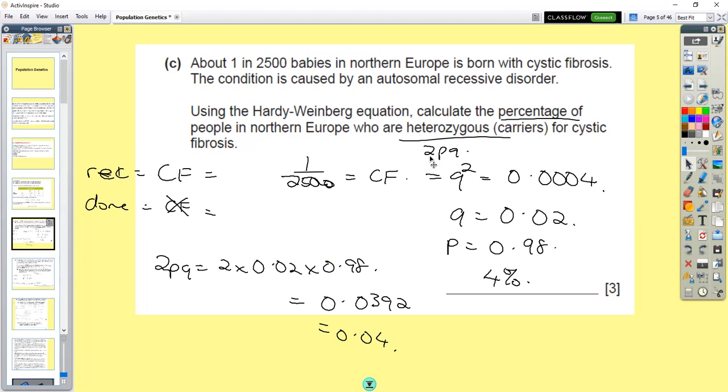So the heterozygous is the 2PQ. Okay, so the carriers for cystic fibrosis. So if we've worked out Q as 0.02, the square root of Q squared, that means that P is 1 take away Q, which is 0.98. Okay, then you multiply 2PQ because you've got 2 of those individuals in that cross. So 2 times 0.02 times 0.98 equals 0.04, which equals 4%. Okay, so that's an example where they're asking for the percentage of people.